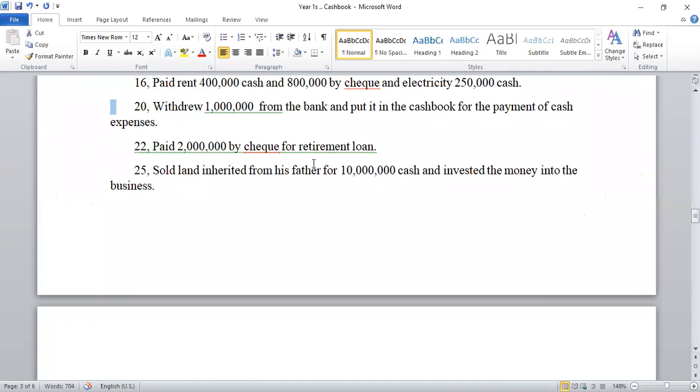20th, withdrew 1 million from bank. I can highlight it in bold for you to follow. I was telling you that for any accounting statement, always first identify the accounts involved. In this particular case, it is the cash and bank accounts. So we know which one to debit and which one to credit. You're going to credit bank because the money is reducing in the bank account, and we're debiting cash because our cash at hand is increasing.